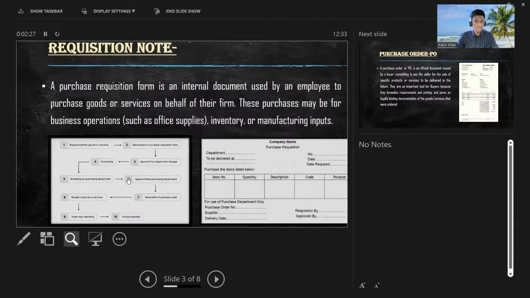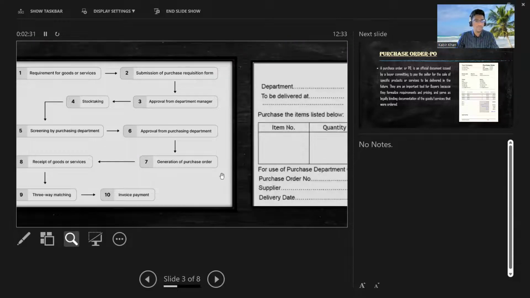Here you can see the process flow. Whenever there is a requirement for goods or services, the first thing is submission of the purchase requisition form on behalf of the firm. Then we take approval from the department managers. The requisition note will be sent to the purchasing department, and the purchasing manager will approve our requisition. Then stock taking, then screening and approval by the purchasing department, then generating the purchase order, and then receipt of the goods. This is the total flow of how it works, right from the requisition note until the invoice gets paid.